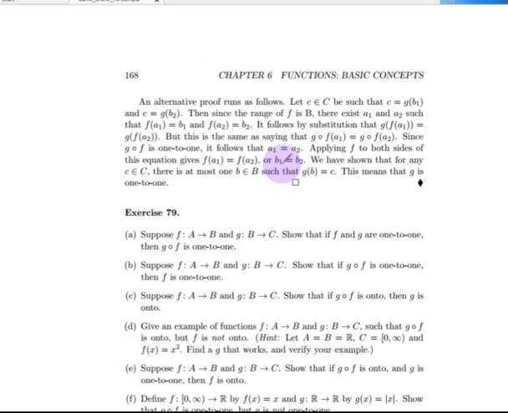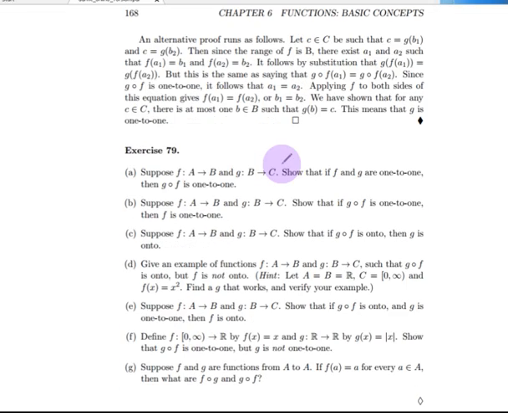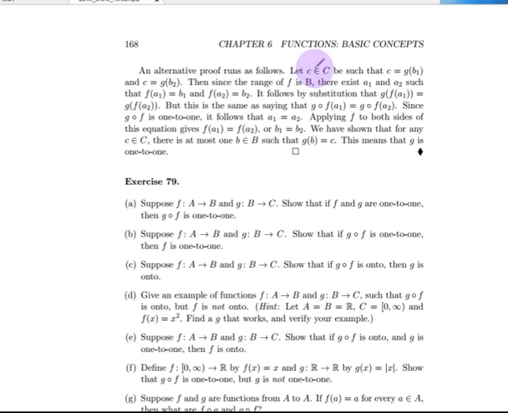Now here's another way of doing it. We could use the other definition of one-to-one as well. Let's see if we can draw the picture first and then we'll follow the argument. So let me go back. All right, we're going to use the other definition of one-to-one.